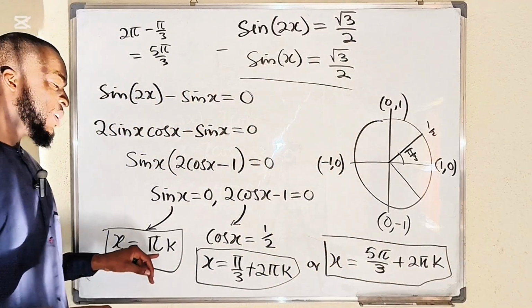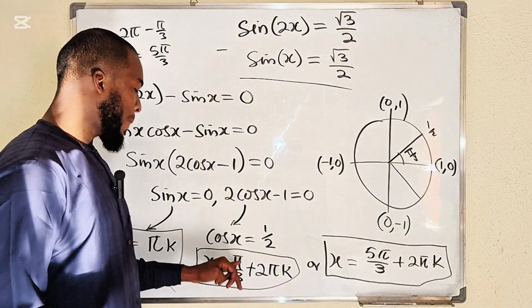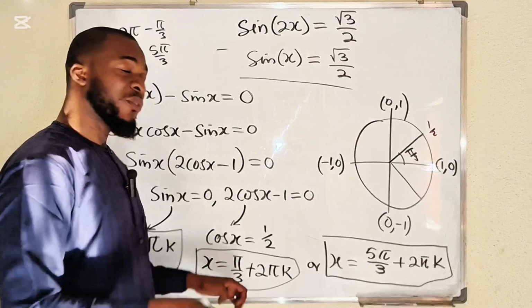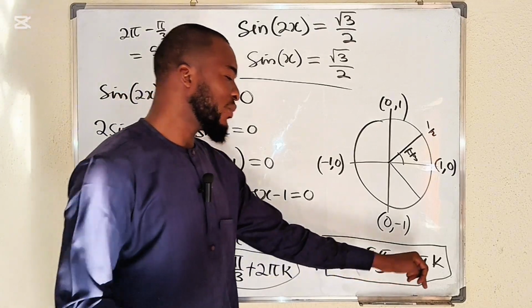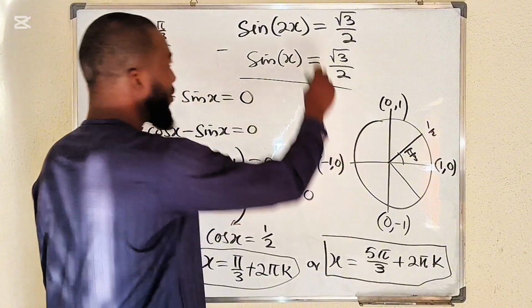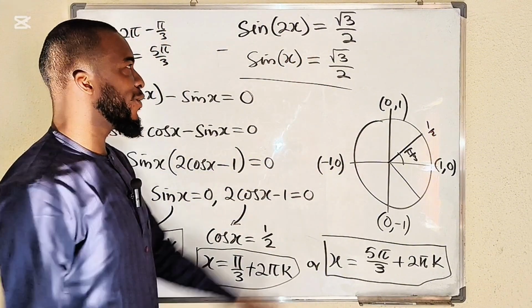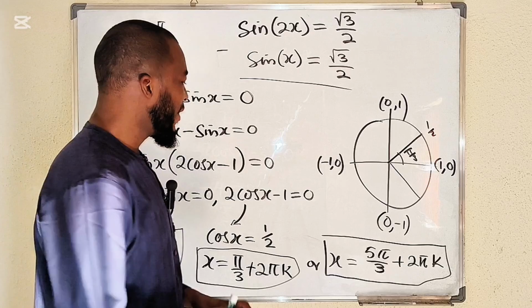x can either be pi or its multiples, pi over 3 plus multiples of 2 pi, or 5 pi over 3 plus multiples of 2 pi. If you like, you can test any of these solutions in here and see whether it satisfies these 2 equations simultaneously.